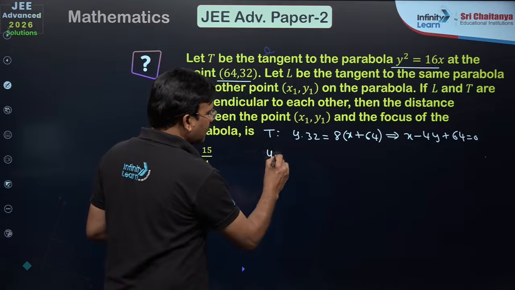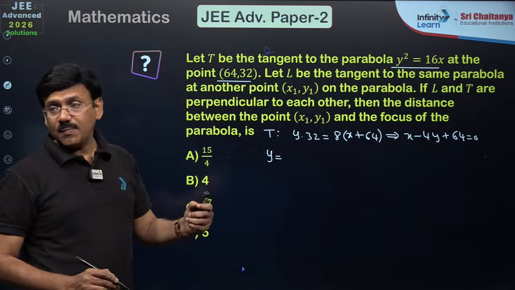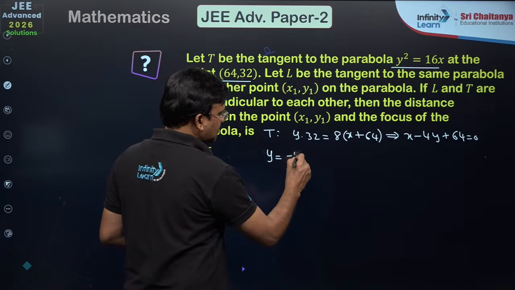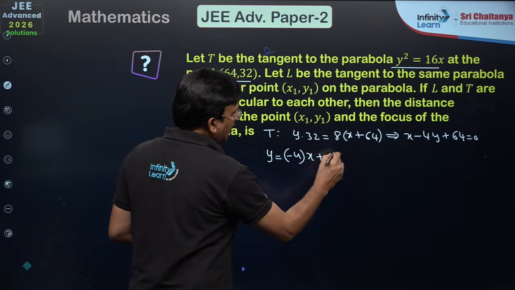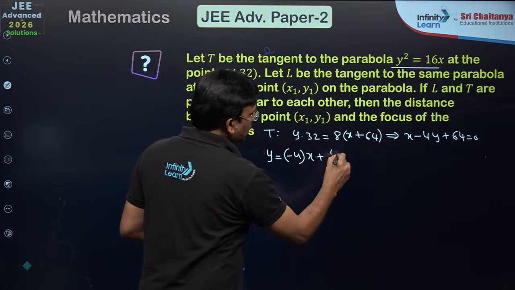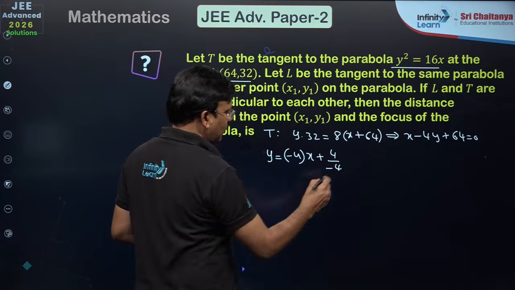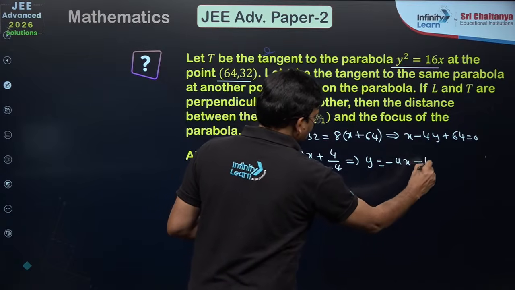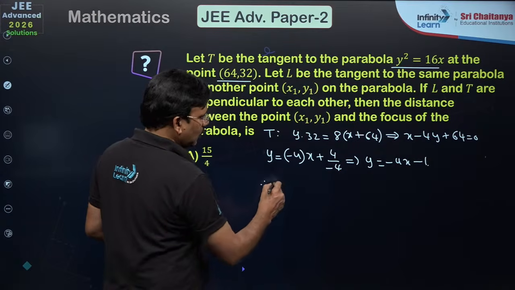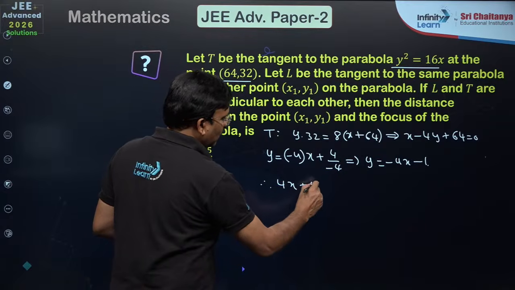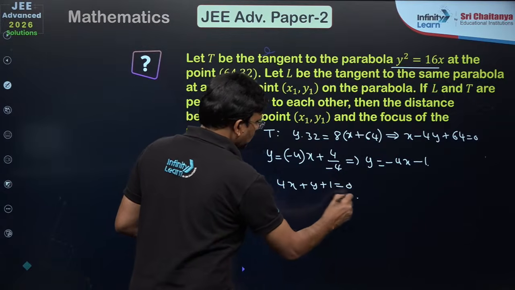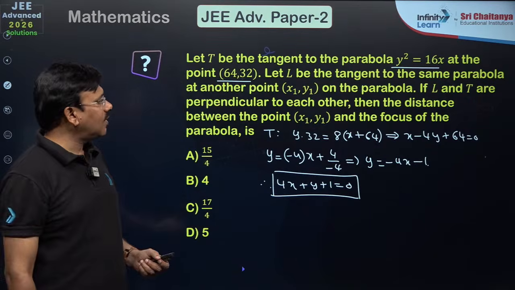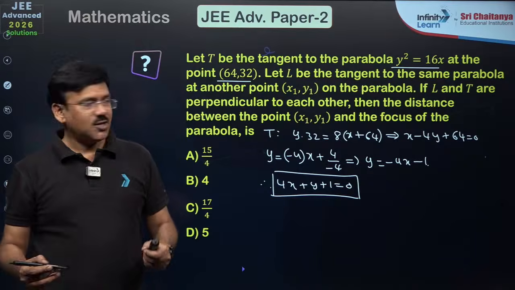So, any tangent to this particular parabola with slope m is y is equal to mx plus a by m. A is 4 and m is minus 4, which implies y is equal to minus 4x minus 1. Therefore, you can write it as 4x plus y plus 1 equal to 0. I know this is the tangent to this particular standard parabola. Can I find the point of contact?